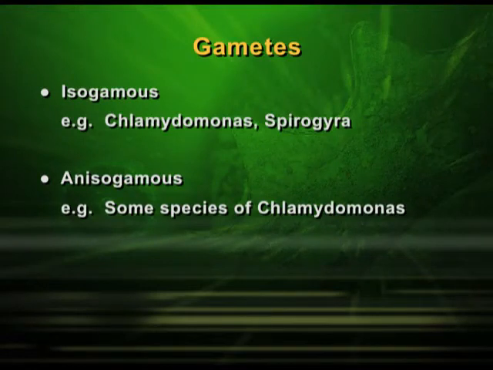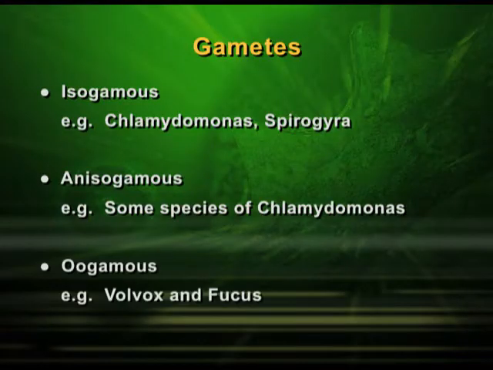Anisogamous, as the term indicates, means the gametes are not identical. They do not look alike, they are not similar in size or shape, and still they will fuse and make the new individual. Oogamous is a situation where one gamete is very big in size and non-motile, and the other gamete is very small in size but motile, and they fuse, undergo sexual reproduction and produce the new individual.